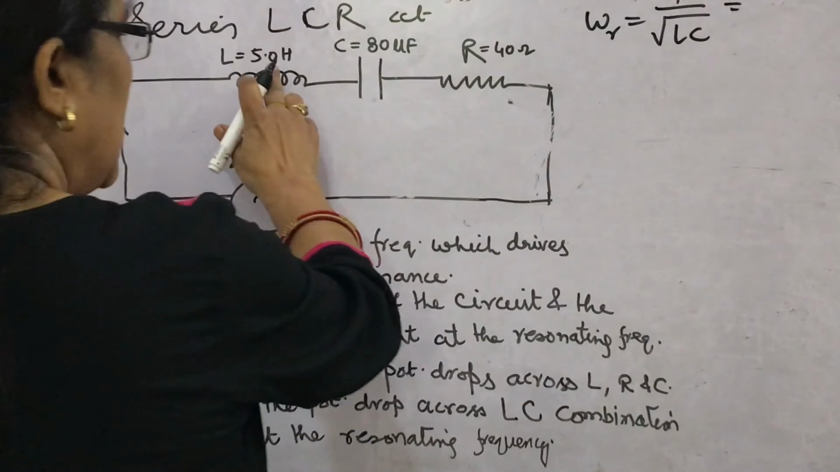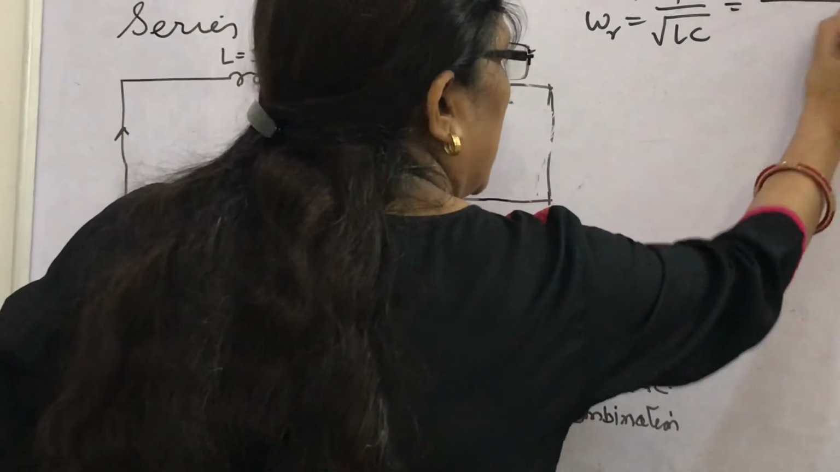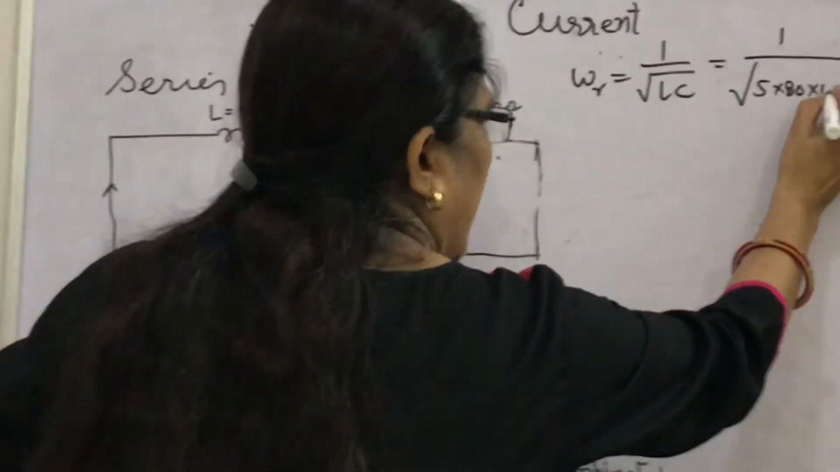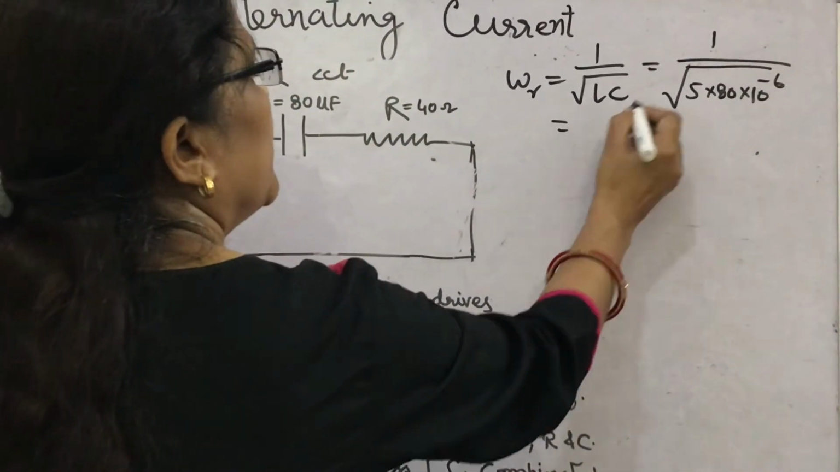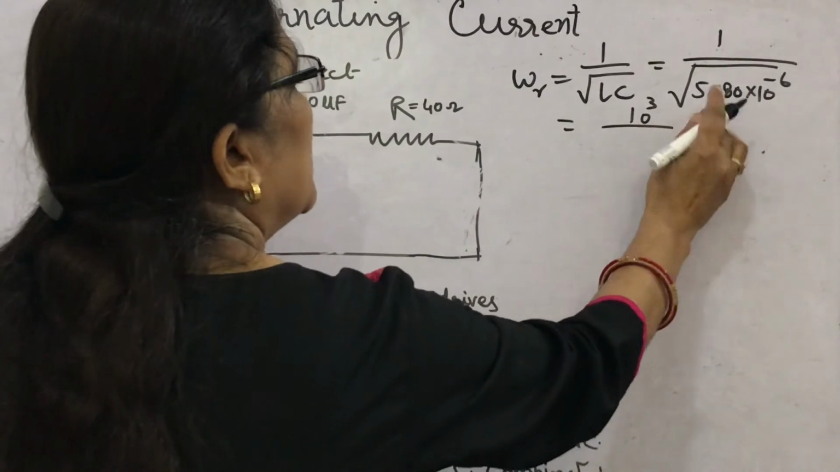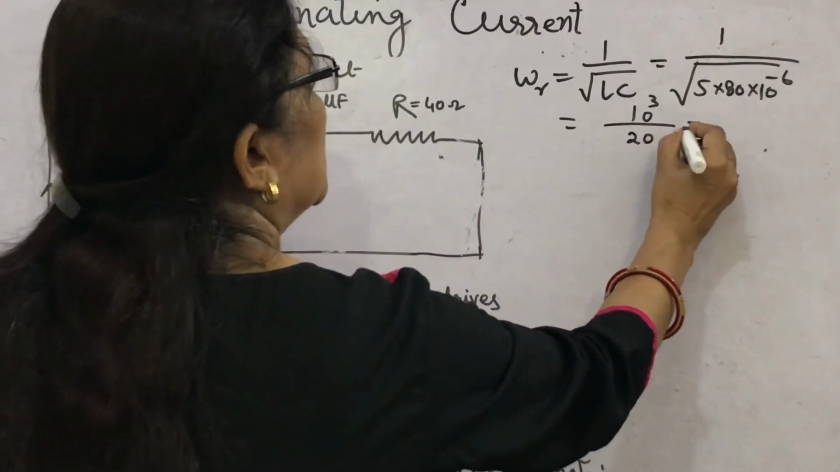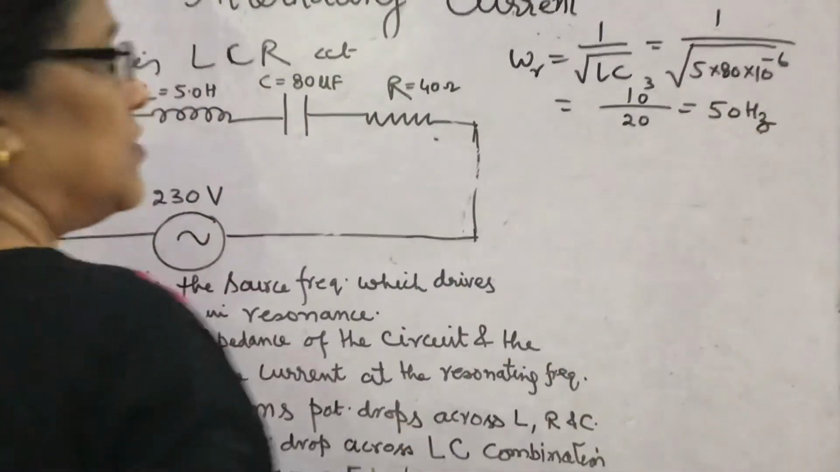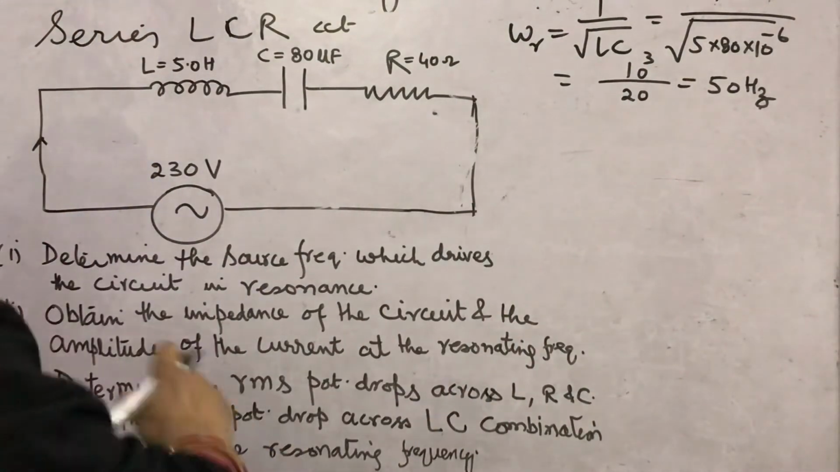How will you find it? L is 5 and C is 80. So you will write this as under root 5 into 80 into microfarad, so 10 to the power minus 6. What will you get here? This 10 to the power 3 upon 400, that is 20. So what is left here? 50. First part answer: 50 Hertz.